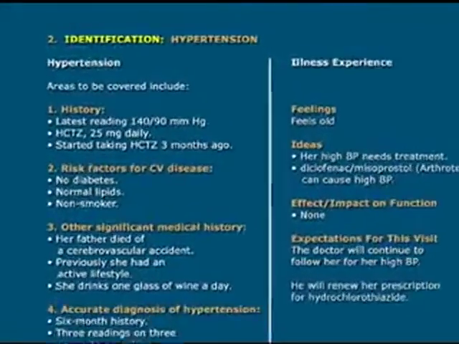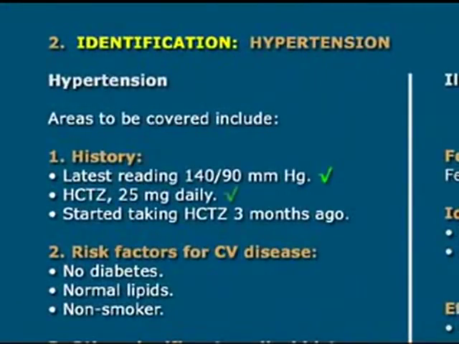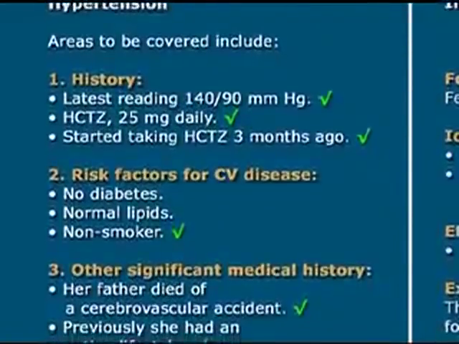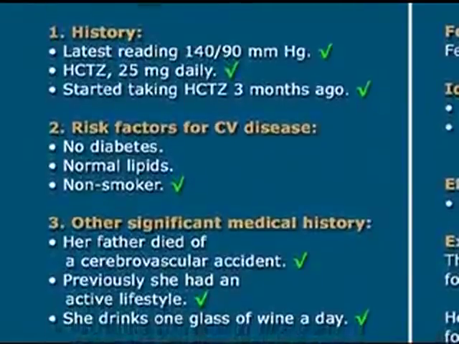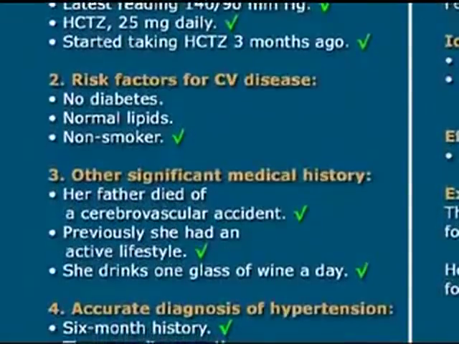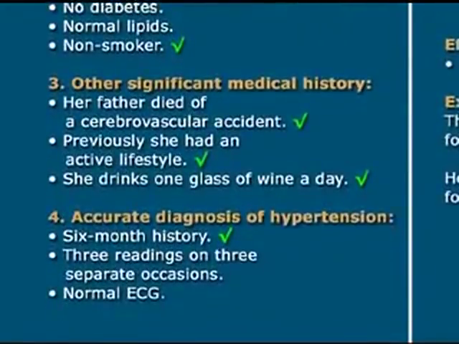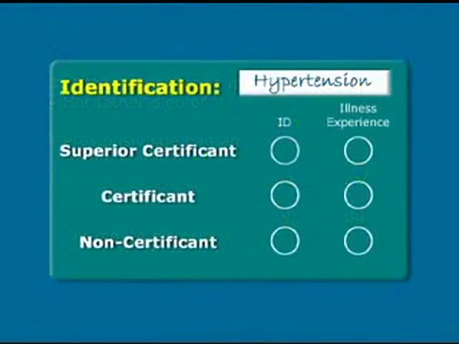Ms. O'Brien's second problem was her hypertension. Here, Dr. Cohen covers only one bullet under the section dealing with risk factors for cardiovascular disease. It is essential to inquire directly about diabetes or dyslipidemia in order to obtain those 2 points. As a result, Dr. Cohen will be considered non-certificate in the identification of the second problem.